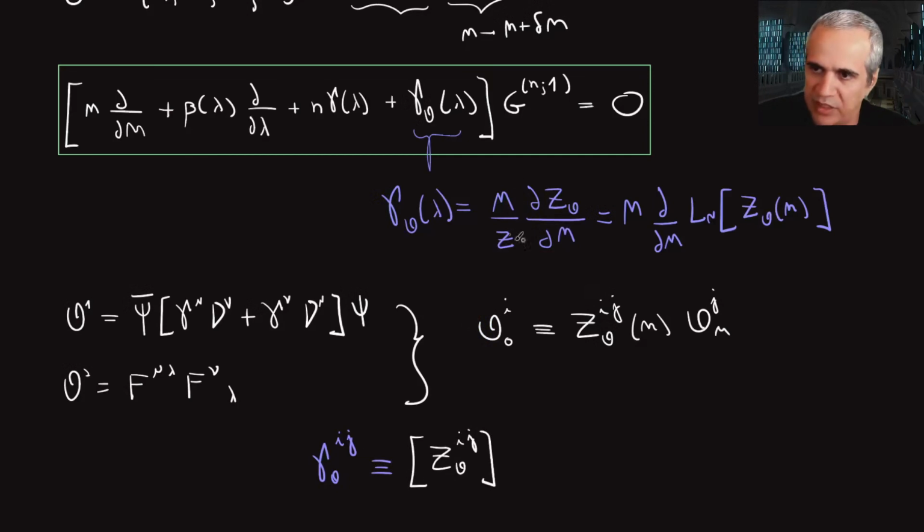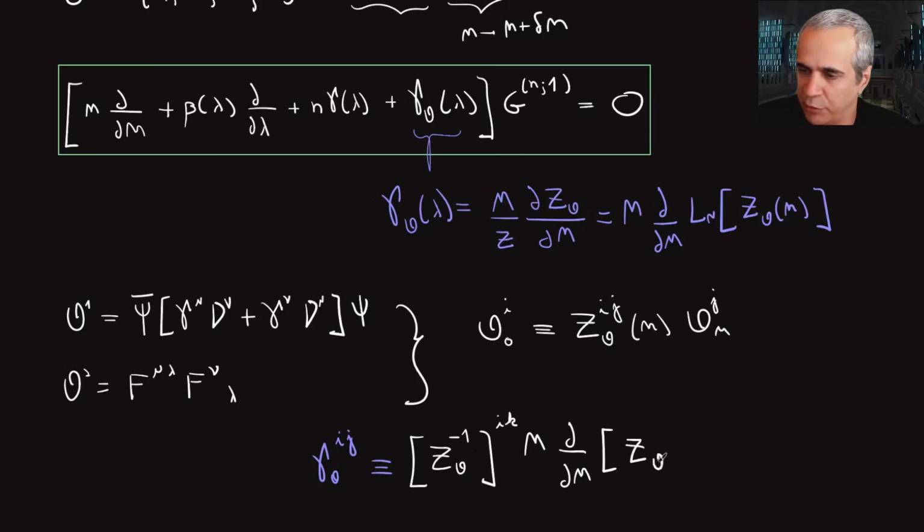Right? Look at this definition. Now I have the inverse. Let me put the indexes outside. So I have Z minus 1 ik m del m, right? This is just this 1 over z here, right? And I'll have Z operator M K J, right? So that becomes a more complicated situation.